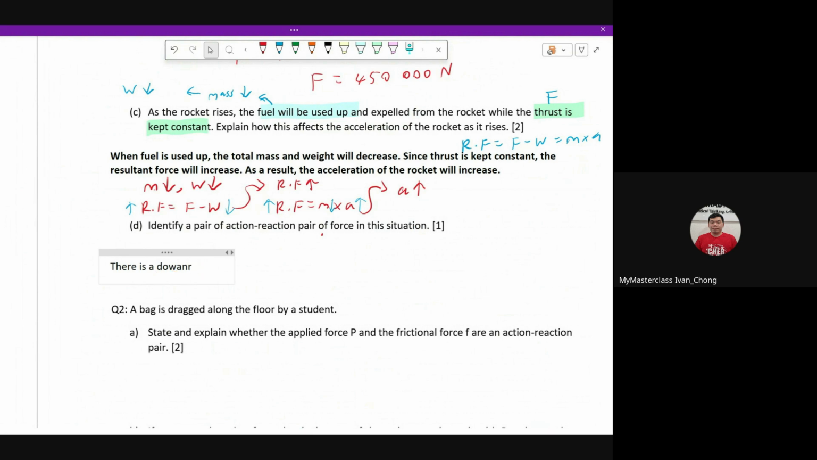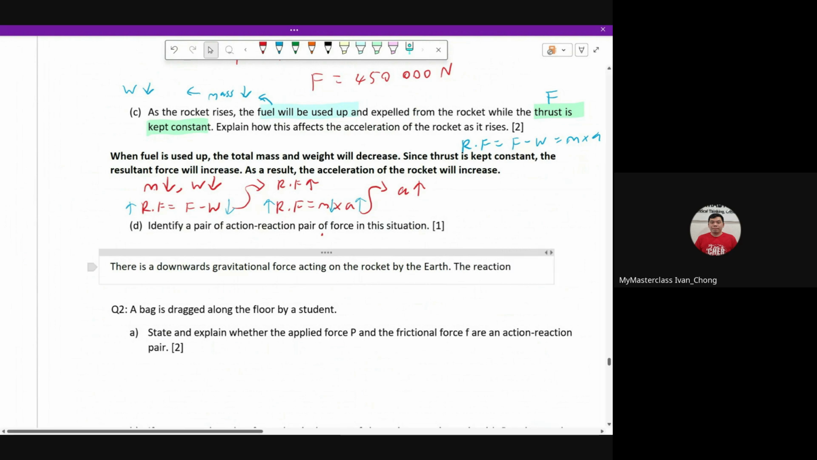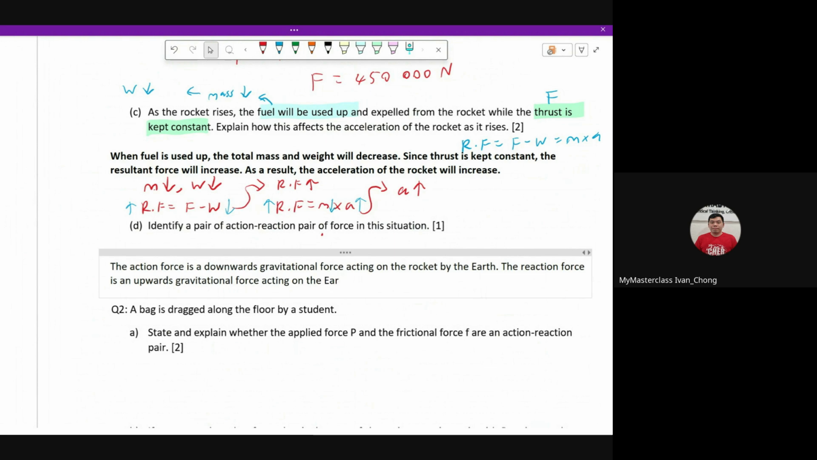There's a downwards gravitational force acting on the rocket, because it's the weight of the rocket by the Earth. The reaction force. Okay, so maybe instead of saying there is, you can say that the action force is a downwards gravitational force. The reaction force is an upwards gravitational force. So both of them are gravitational force acting now on the Earth by the rocket.